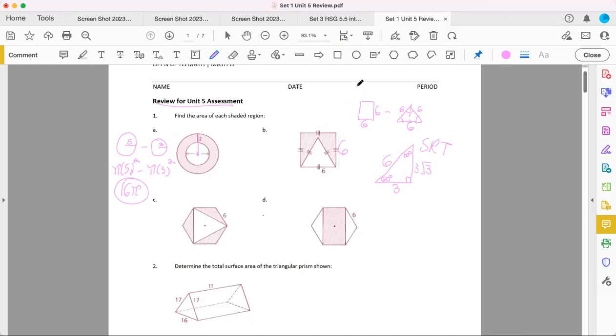So this is pretty much going to do 36 minus 1/2 base of 6 times height of 3 root 3. Because remember, this is the base for the whole triangle. And we know the height's 3 root 3. So I think when you boil this all down, this ends up as 36 minus 9 root 3. And of course, units squared.